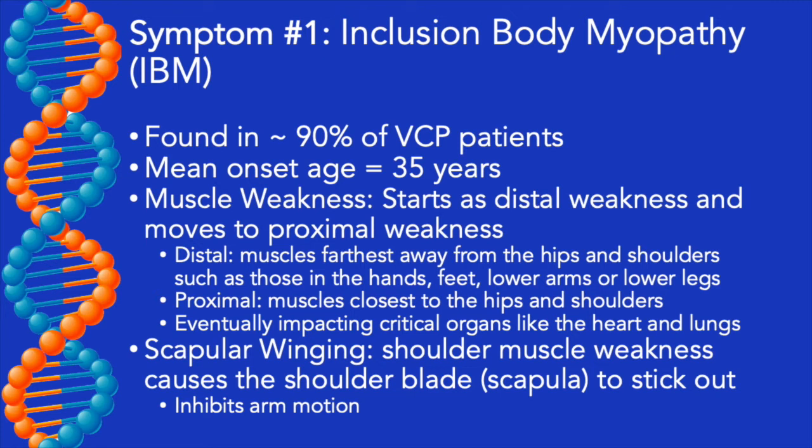The first and most obvious symptom of VCP disease is inclusion body myopathy. Inclusion body myopathy is found in approximately 90% of VCP patients with an average onset age of 35 years. This is basically muscle weakness, which affects the limbs and can affect vital organs such as the heart and lungs. It also shows scapular winging, which is muscle weakness around the shoulder blades, causing the shoulder blades to stick out and inhibit arm motion.